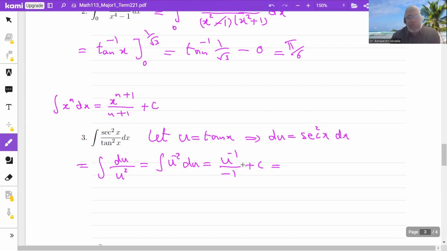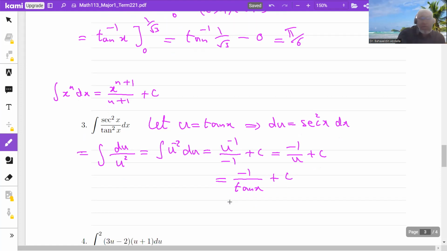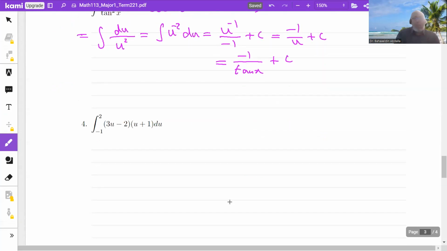So I'm using this formula. And then u is just tan x. I can bring it also down. Can write this as negative 1 over u plus c, because u to the power minus 1, you can bring it down. So the final answer would be negative 1 over, and u is tan x, plus c. You can leave it like this, or you can write it negative cotan if you like. That would be the answer.